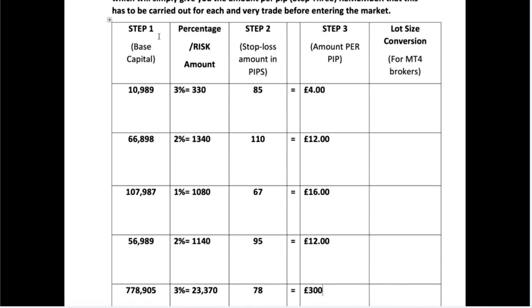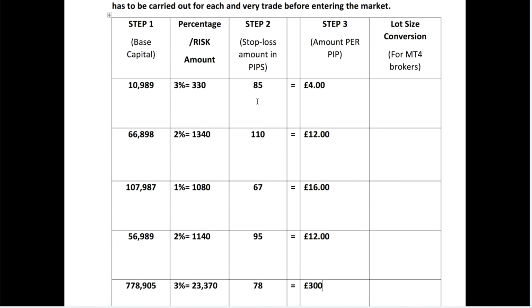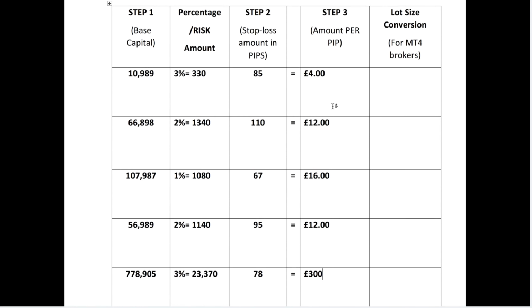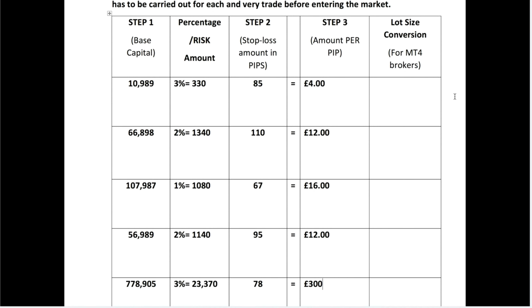Easy as that. Base capital amount, we find out the risk. Stop loss is going to come down to the technicals. These are just prime examples. All right. And we get the amount per pip. Now, lot size conversion for the MT4 brokers, you don't type in £4 a pip. You do if you're on the IG index or any other broker out there, which does let you just place in pound per pip. However, on MetaTrader, I showed you earlier on the earlier video, it's lot size.